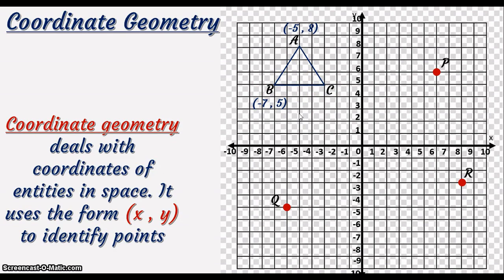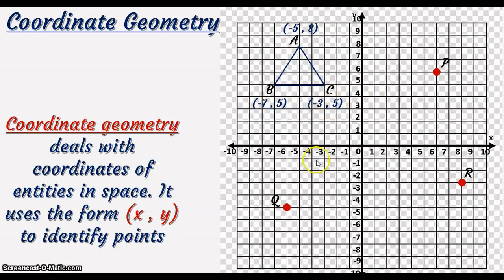Let's go to C. Now that we've done A and B, the same thing with C. If you look at C, the x value is -3, and the y value is 5. So the coordinate is always x before the y, so -3, 5. Okay, now that we're done with triangle ABC, we know the coordinates of the vertices A, B, and C.